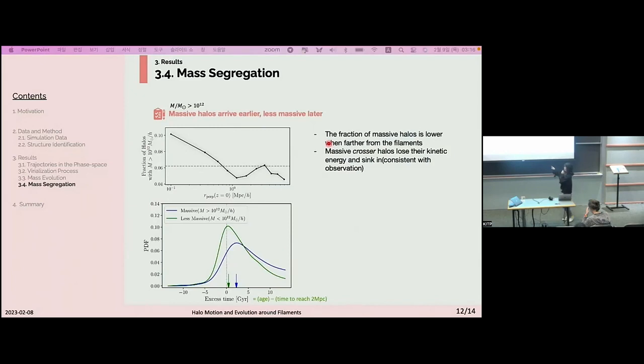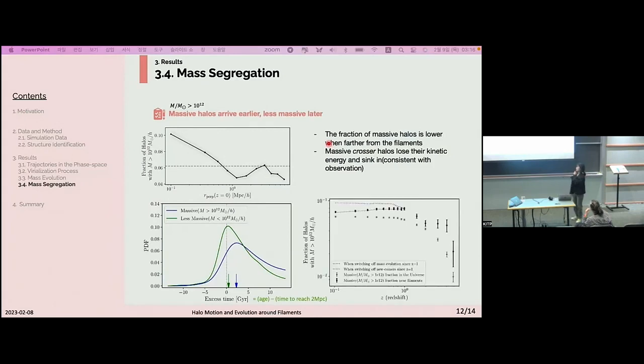So we calculated the access time, which is the time after they reach 2 megaparsec from the filament spine. And we actually saw that massive halos had more time after they reached the filaments. To confirm this pattern, we also investigated the mass segregation pattern as a function of redshift, as a function of time. So we quantified the mass segregation as a massive halo fraction compared to the less massive halos inside 2 megaparsec from the filaments.